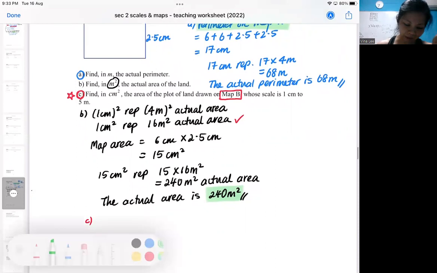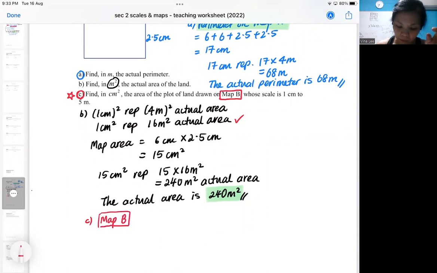So let's explore the scale first. 1 centimeter represents 5 meter actual distance. So of course, you have to get to your area.